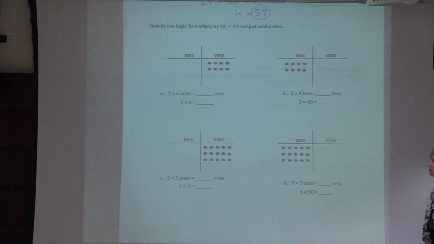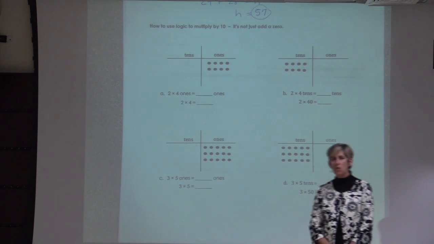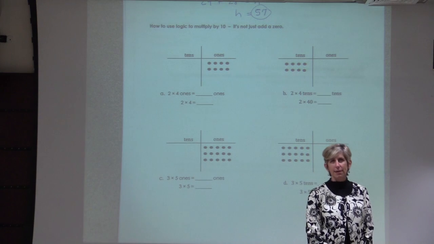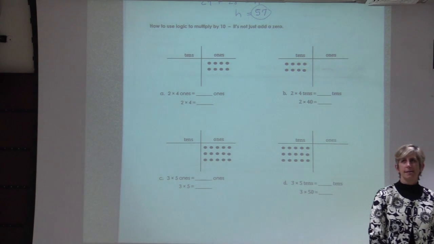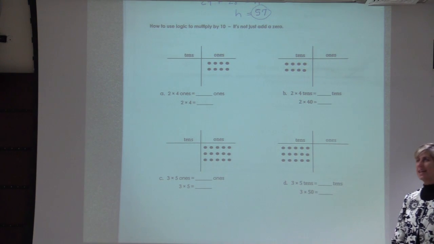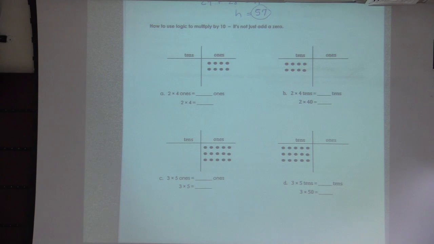As they move into the unit, we don't want the kids to start explaining things incorrectly. Like when you multiply by 10, you don't just add a 0. Adding a 0 gets you the exact same number. 3 times 10 is not 3 plus 0. What they're trying to tell you is you're multiplying 3 tens, and so that would be 30.